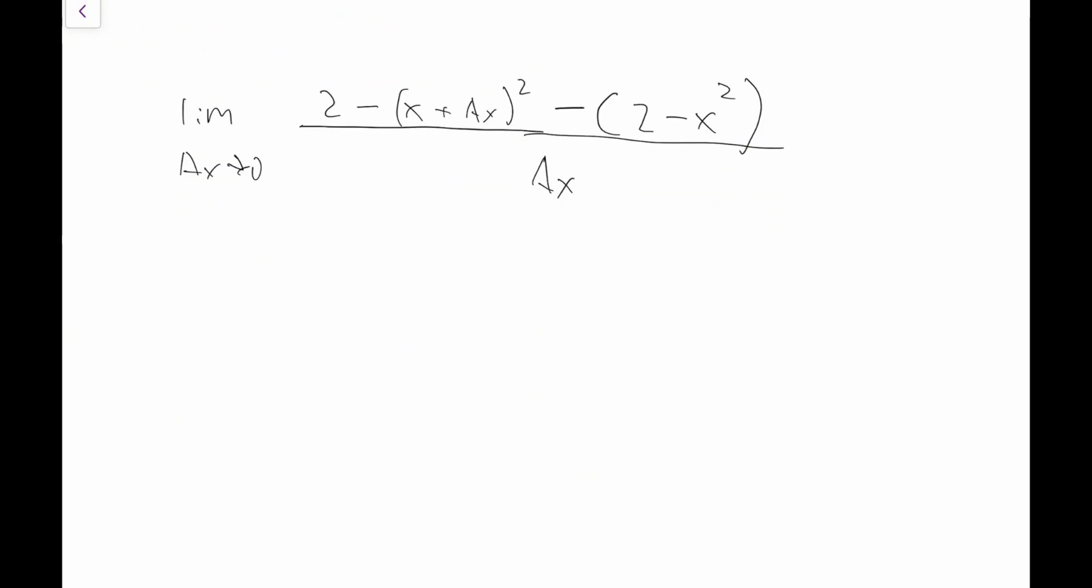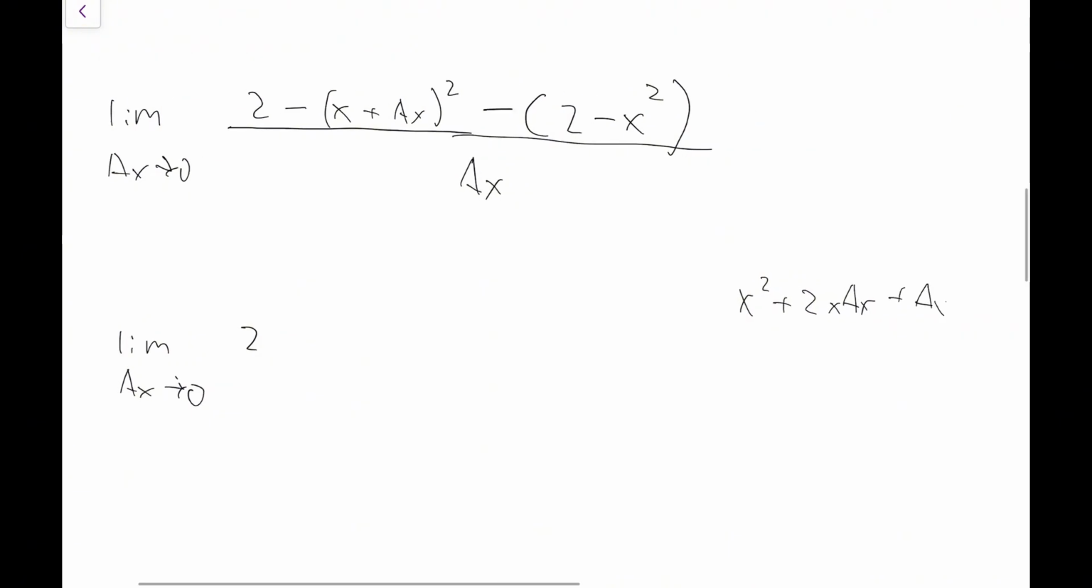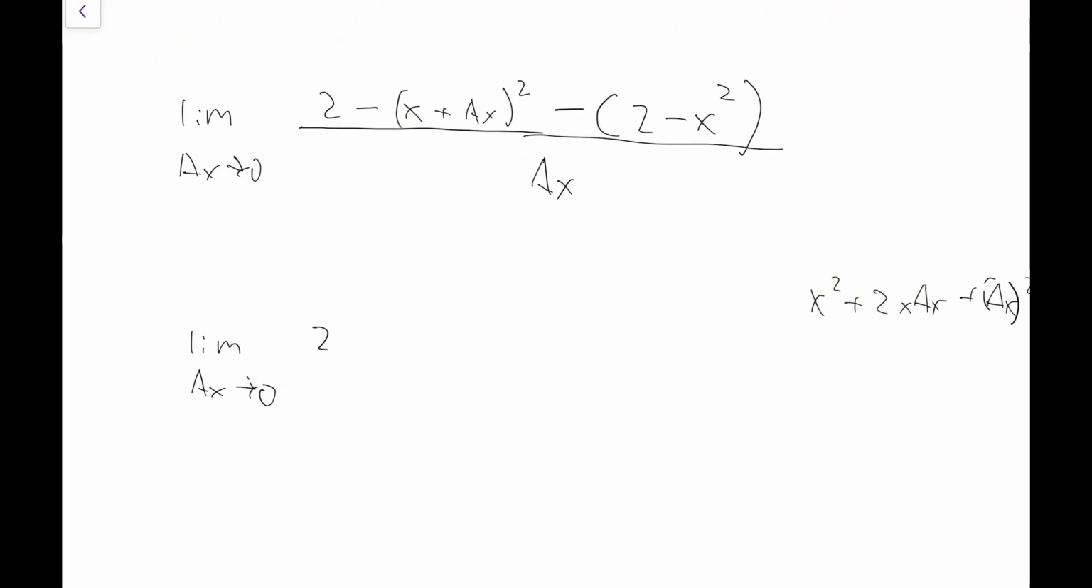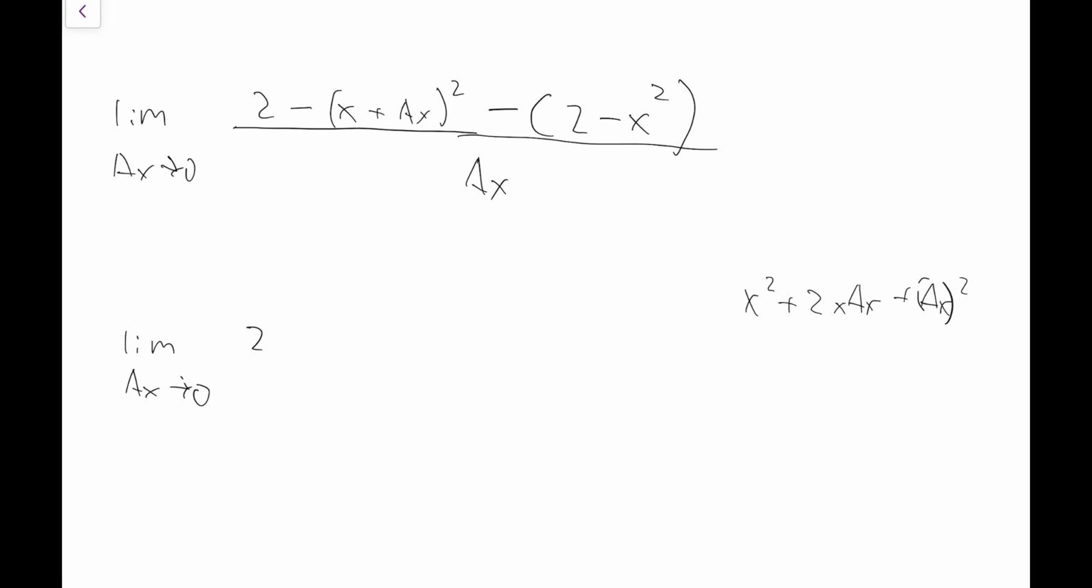So now all we have to do is use FOIL method to get the terms and combine them all. So we're going to have limit of delta x approaches 0, 2, and then x plus delta x squared factors out to x squared plus 2x delta x plus delta x squared. So since we have a minus outside the parentheses, we're going to distribute that negative upon all these terms, turning that into minus x squared minus 2x delta x minus delta x squared.